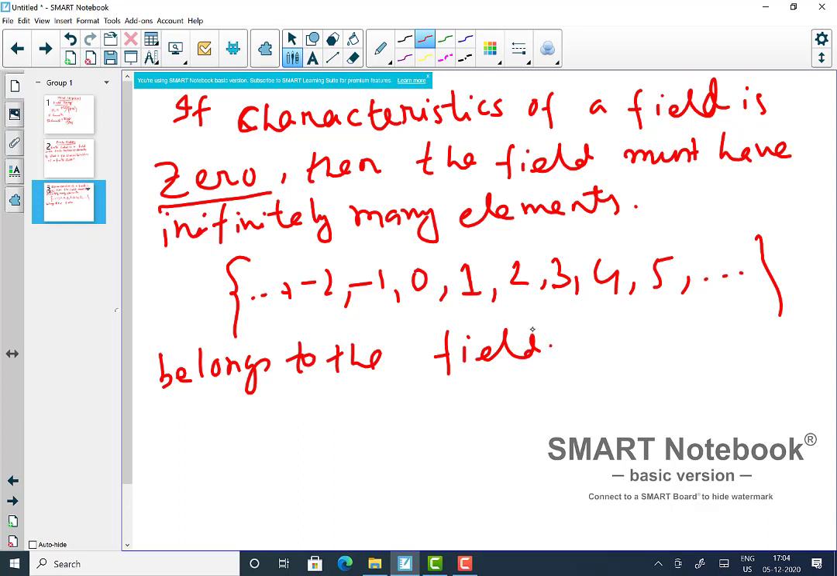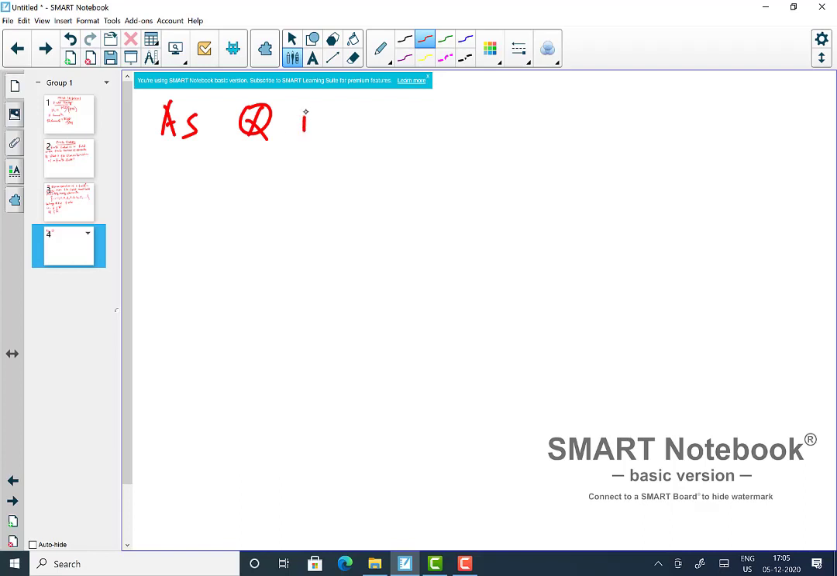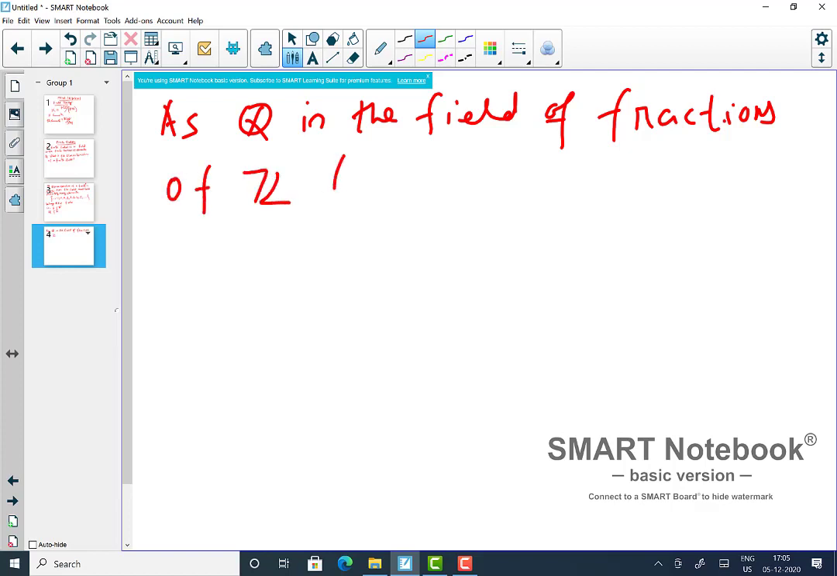Hence Z will be sitting inside the field, let me write it as capital F. Once Z is sitting inside F, that means Q is also sitting inside F, because Q is the field of fractions of Z. You remember the relationship between Q and Z: that is the smallest field containing Z.